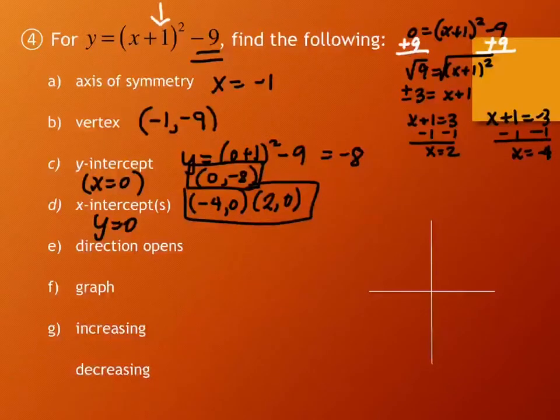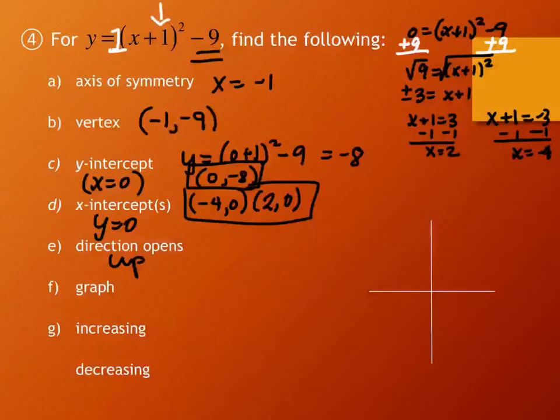The direction that this opens, well, the coefficient in front is a 1, right? There's an understood 1 right here, and then it's also understood to be positive in this case. So this one is going to open up. Then we're going to graph it. So let's get those pieces of information on.